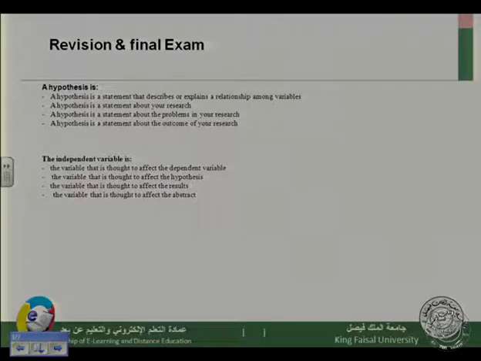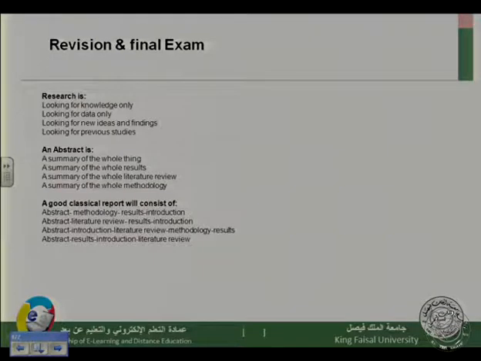The independent variable: the variable that is thought to affect the dependent variable, the variable that is thought to affect the hypothesis, the variable that is thought to affect the results, the variable that is thought to affect the abstract. Well, the independent variable affects the dependent variable. Research is looking for knowledge only, looking for data only, looking for new ideas and findings, looking for previous studies. Well, it is looking for new ideas. And this is from the homework.